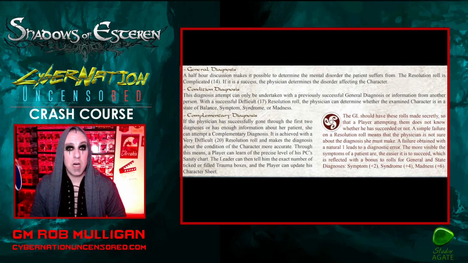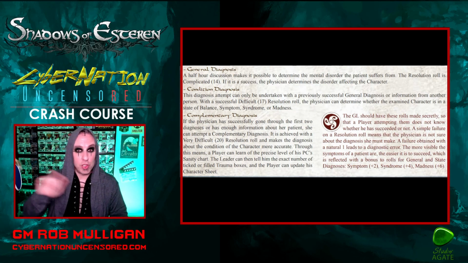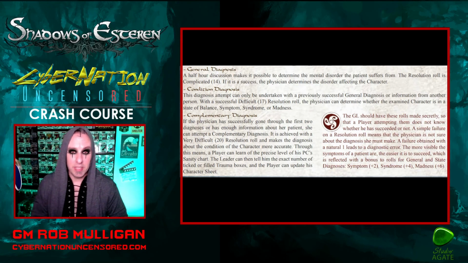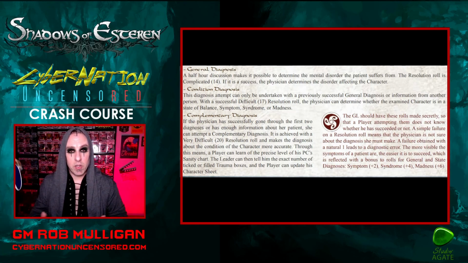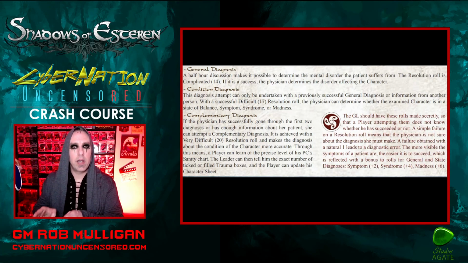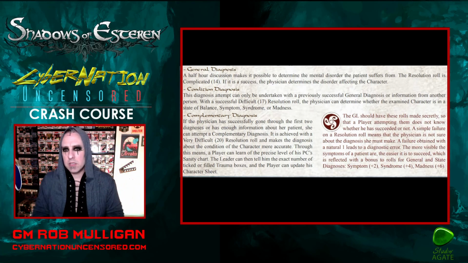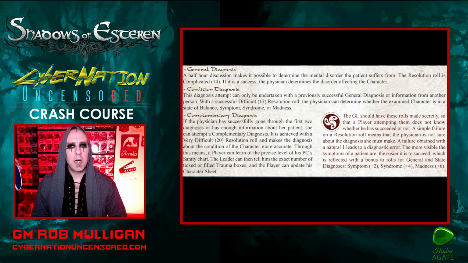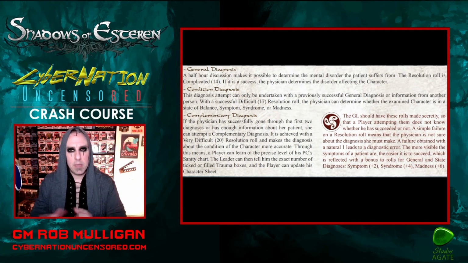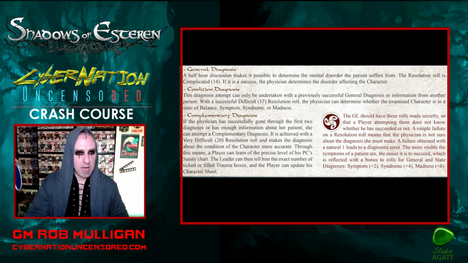And then the last is complementary diagnosis with the difficulty of 20, which will let the player know exactly how many boxes are checked off, right, temporarily or permanently, and that way the character, the player, will now know where their character sits in that sanity chart. And that's something worth mentioning here: when you run the sanity, the game leader and the player are both going to have that chart.